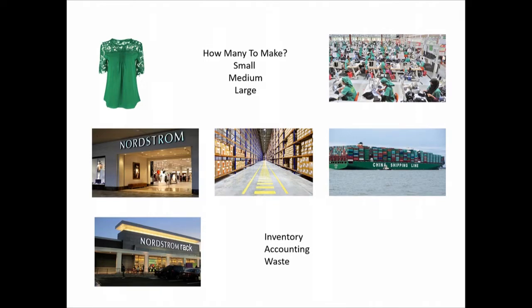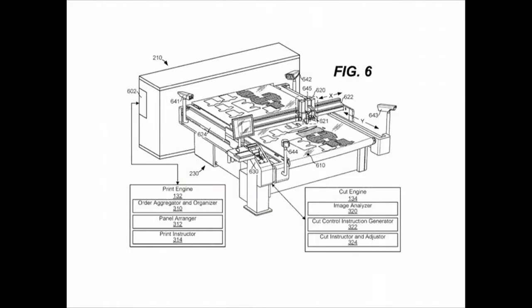You also have accounting. You have to hire people to account for all this stuff, and in the end, the chances that you sell every single one of these things and all your customers are happy is goose eggs. There's no chance, right? Very little chance that you're going to hit the mark because you're talking about statistical averages. So you got inventory, accounting, and waste in this whole setup. Well, here comes technology.